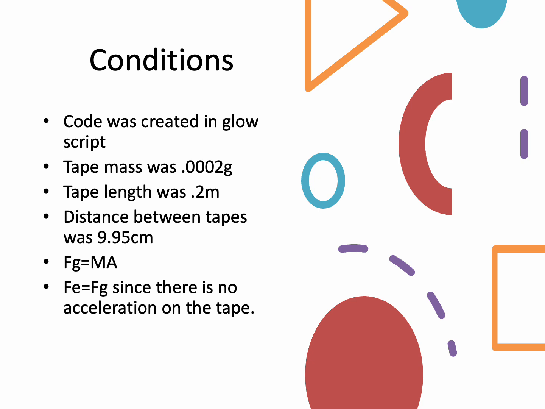The code was created using GlowScript, and here are some of the conditions that were used. A tape mass of about 0.002 grams. The tape length was about 0.2 meters. The distance between the two charges, or the two tapes, once they were stable was about 9.95 centimeters. The force of gravity was calculated to be mass times acceleration here on Earth, and the force of the electric field was equal to the force of gravity since there is no acceleration observed at the tape at this time.